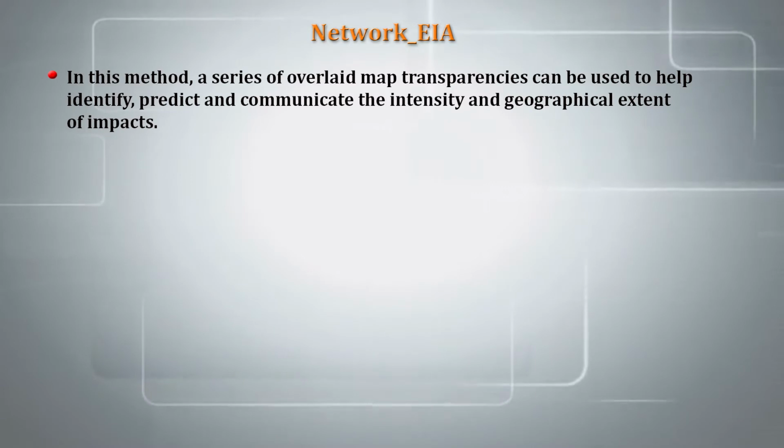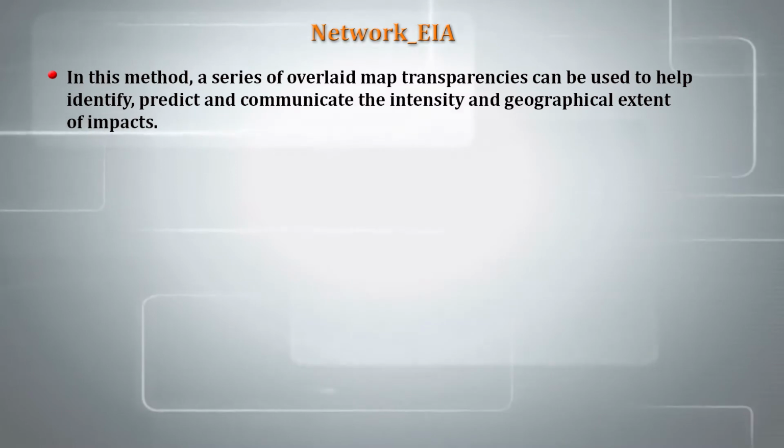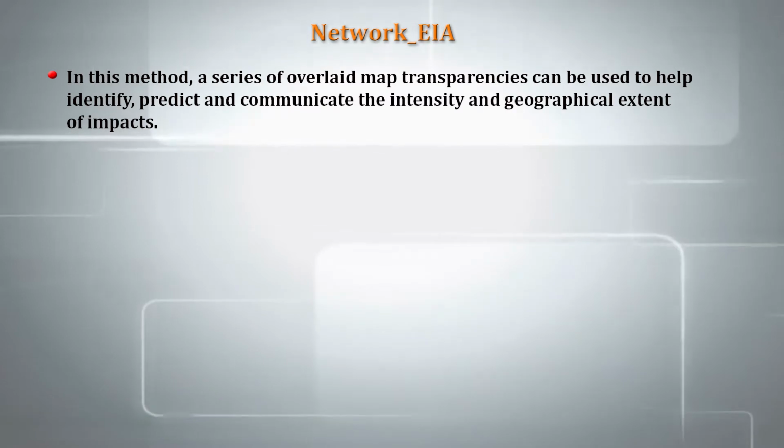When you look at this particular method, a series of overlaid map transparencies can be used to help identify, predict and communicate the intensity and geographical extent of impacts. What I want to say is that these transparencies are overlaid one above the other, and in that way we are in a position to identify, predict and communicate the impacts, both the magnitude, intensity and also the extent of the impact. So, in that way we can understand the significance of the overlaid map.